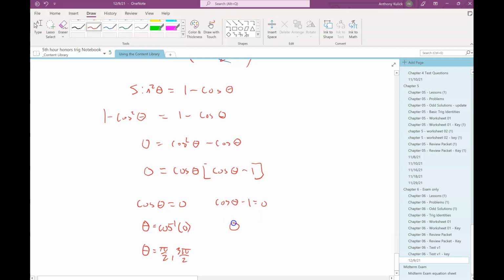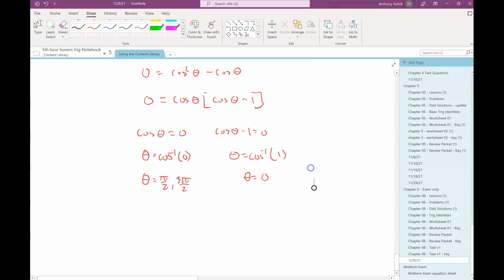And then here we'll add 1 to both sides and then do the inverse. The cosine inverse of 1 is just 0. So when I write my final answer, I can say theta is pi over 2 plus pi k, where k is an integer. And I can say 0 plus 2 pi k, where k is an integer.